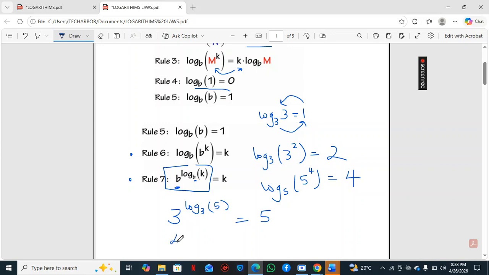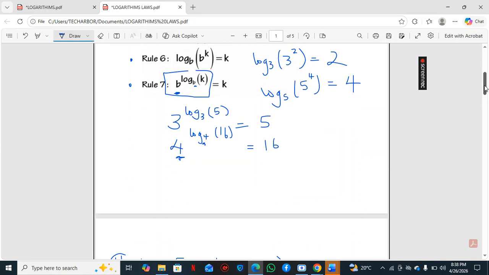Even we can write like this. Let's say, for example, 4 raised to the power log base 4 of 16, then you get 16 here. Because you can see here the base of the logarithm is 4, and 4 is the actual base of the exponent, because this logarithm here is an exponent. So your answer is just going to be 16. Okay, colleagues, so these are the laws of logarithms.